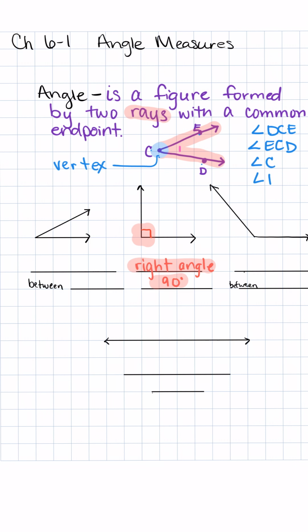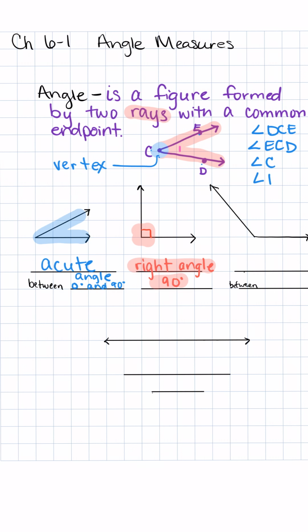If you have a small angle here, this is called an acute angle. It's between 0 degrees and 90 degrees, so it's smaller than a right angle. And I often think of it as, you know, like babies are cute. So if it's a small angle, it's a cute angle.